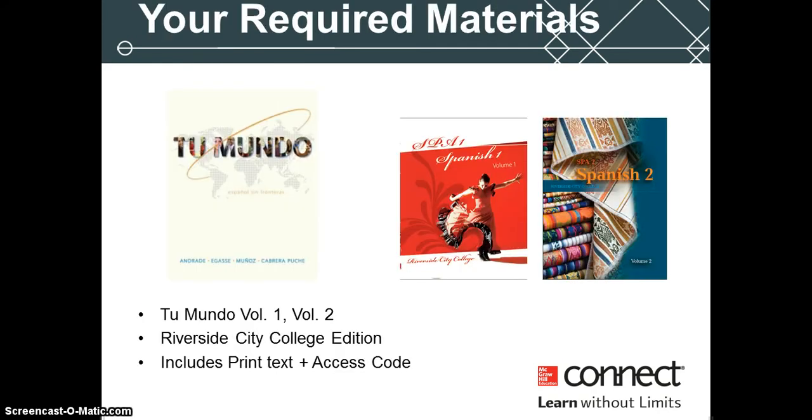So these are just a couple of quick things you can do before you start accessing any of the resources. Your required materials for this course are Tu Mundo. Please note your instructors have set aside a Volume 1 and Volume 2 edition of the book that contains both the print text as well as the Connect access code. Please note as well that the image on the left here of Tu Mundo is the combined version of both of the Riverside City College editions you see on the right. Volume 1 on the left, Volume 2 on the right. Please note as well that these two editions contain that Connect access code, and if you purchase this version somewhere on the web, it may not necessarily contain that access code, which will be required for the course.